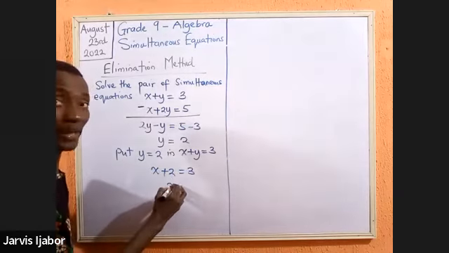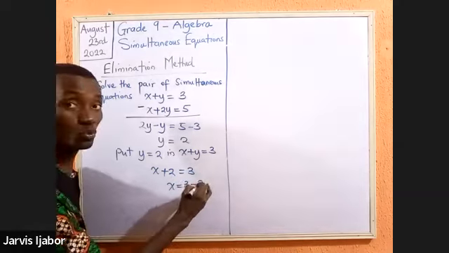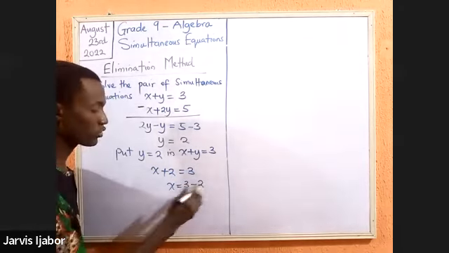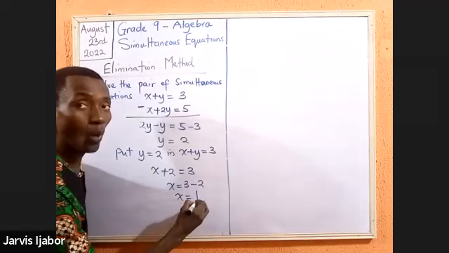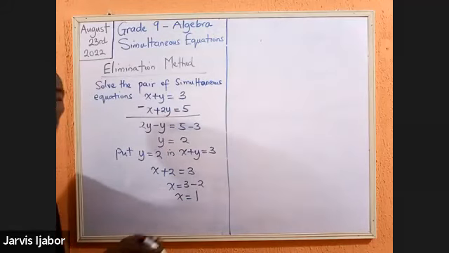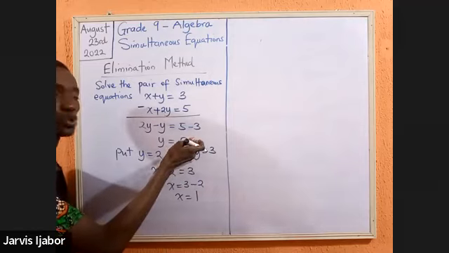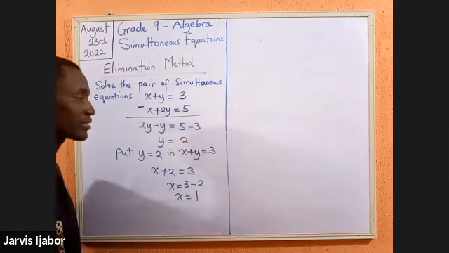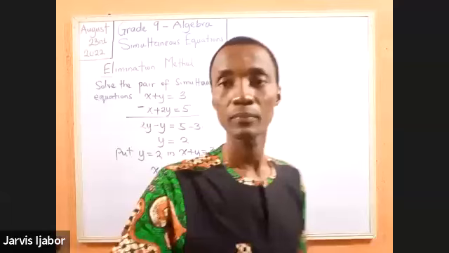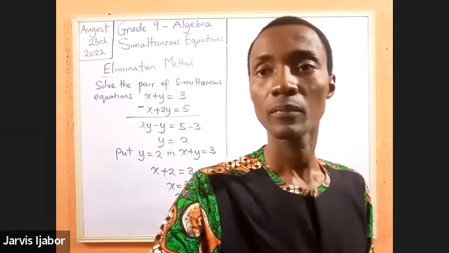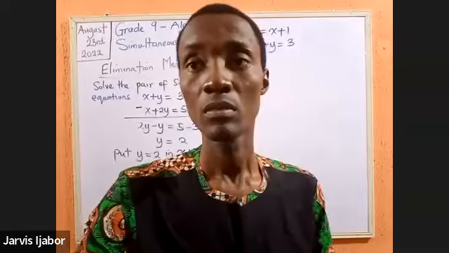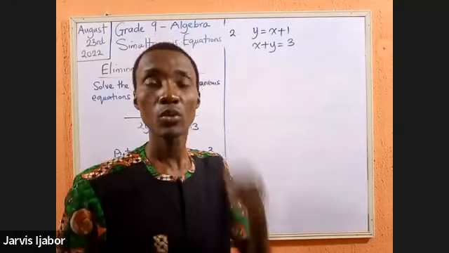And that will mean that x will be equal to 3 minus 2. What is 3 minus 2? x will be equal to 1. So solving simultaneously, we now have x equal to 1, and we also have that y is equal to 2. And that clears out the first problem. Okay, so we're done with question 1.